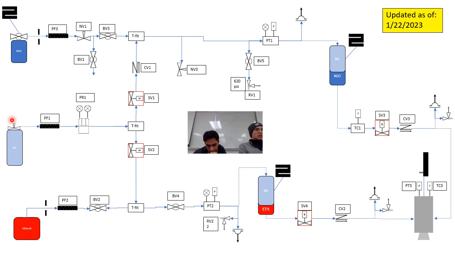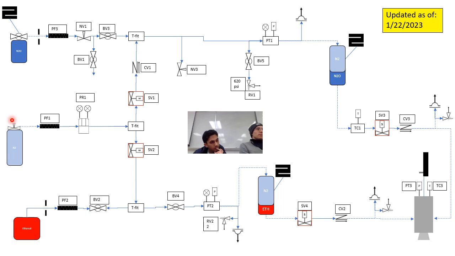We do at some point need to open SV2 to pressurize our ethanol system, which I don't think has officially been pressurized. So we'll have to work that into this operation at some point.